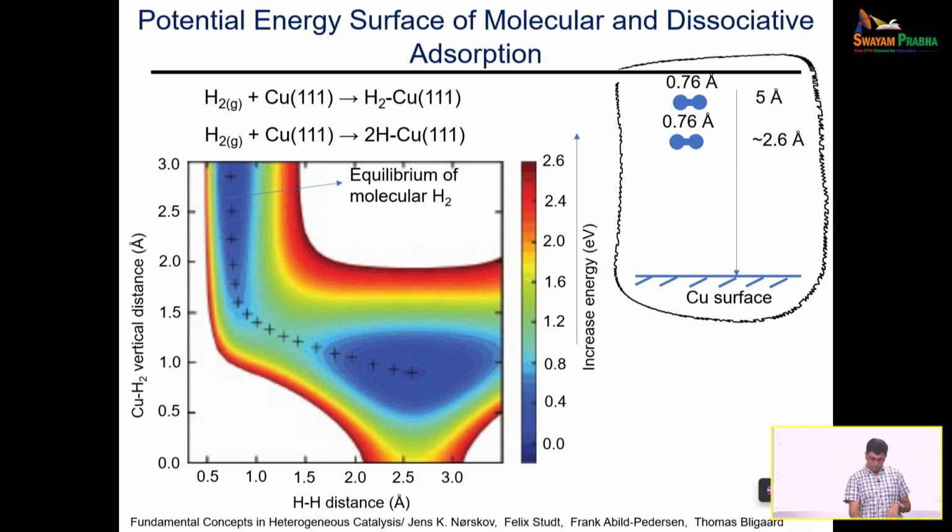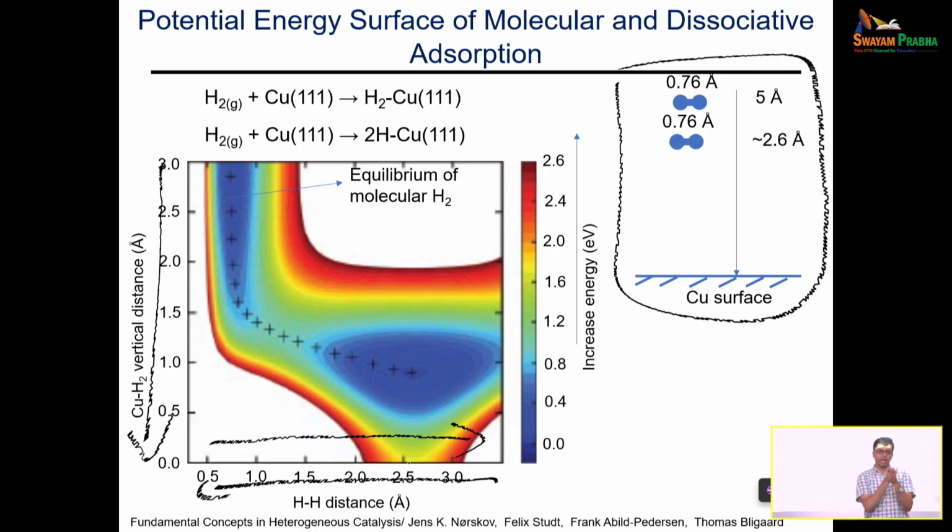And what is shown here is the distance of the copper surface and the hydrogen, that's this axis. So if you move down, it's coming down onto the surface, and if this happens, if you move this way, the hydrogen molecule is splitting up, okay, that is what is being shown. And this is a color scale with the color axis like this.